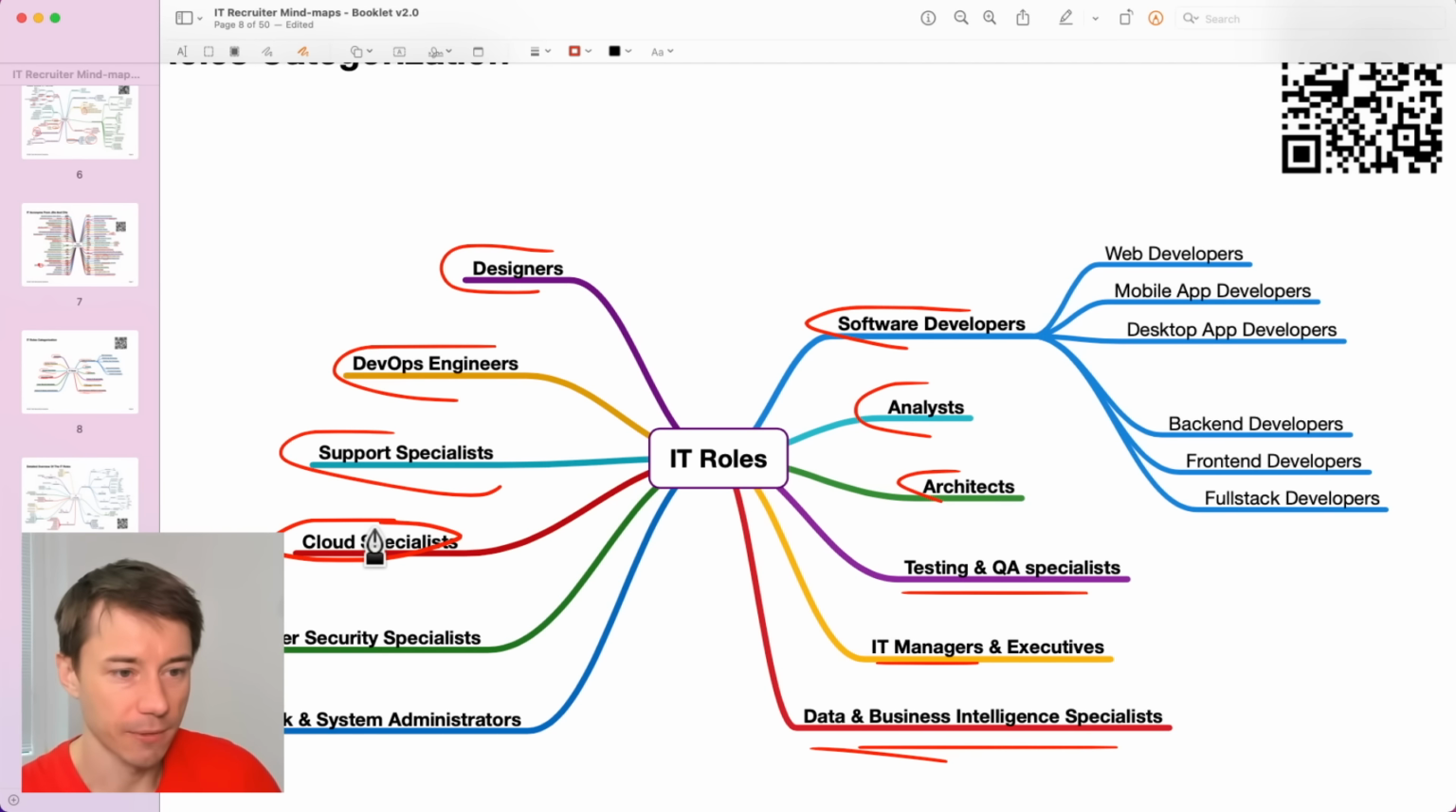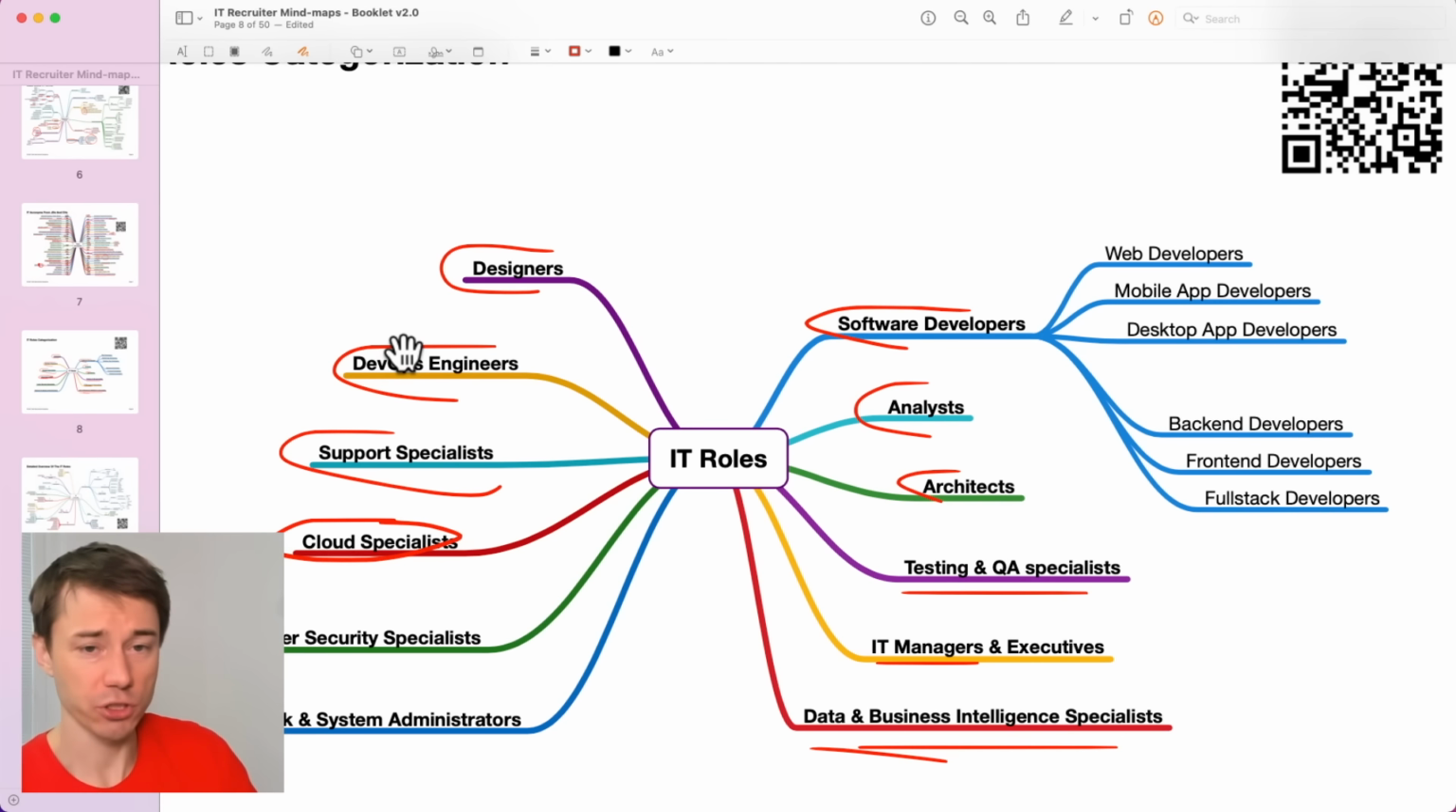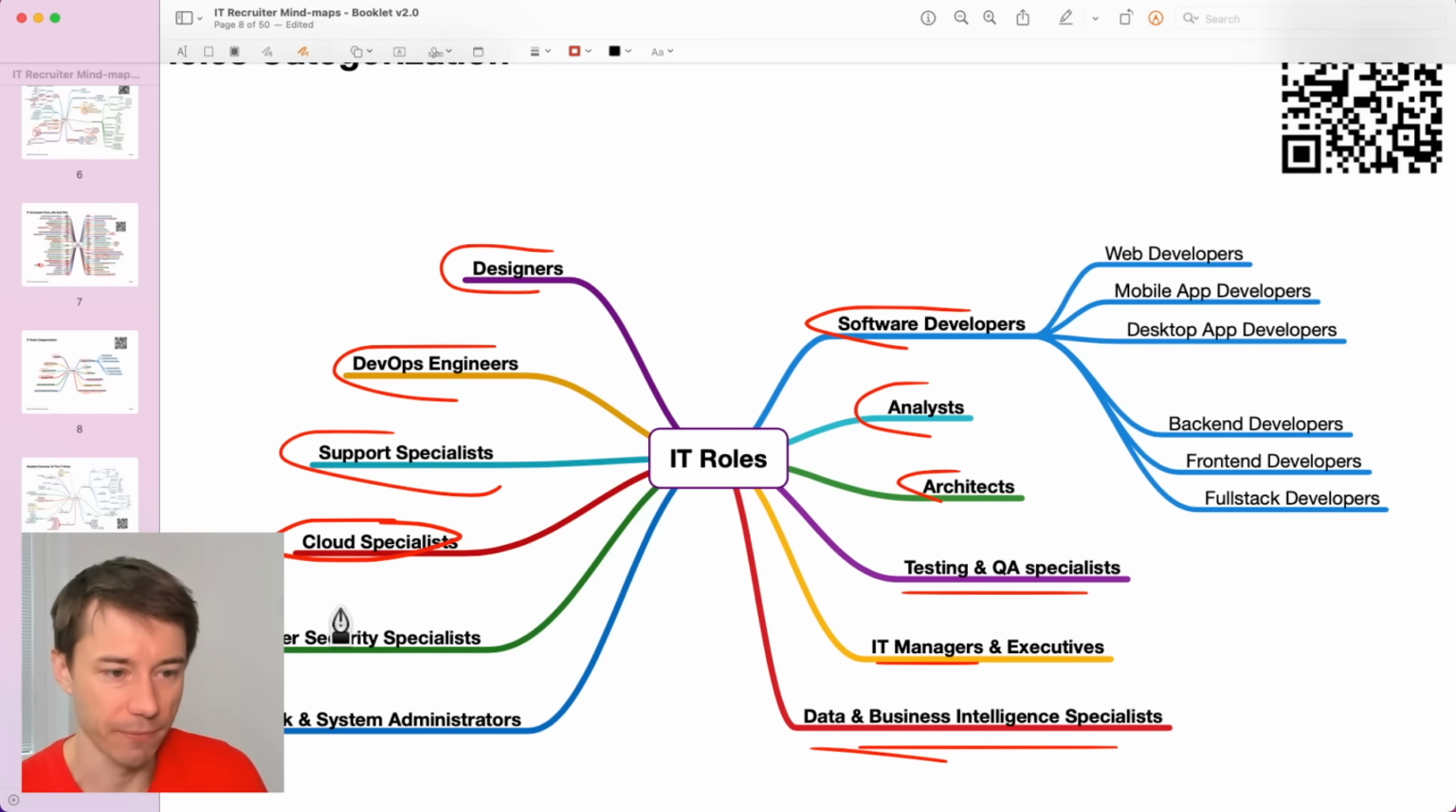Cloud specialists, it's similar to DevOps engineers, although cloud specialists only take care of the particular cloud, whether it is Amazon Web Services or Google Cloud, but DevOps engineers take care of not just the cloud, but also the adoption of best practices within the DevOps area. Cybersecurity specialists are really in demand these days because they need to ensure the application is safe.